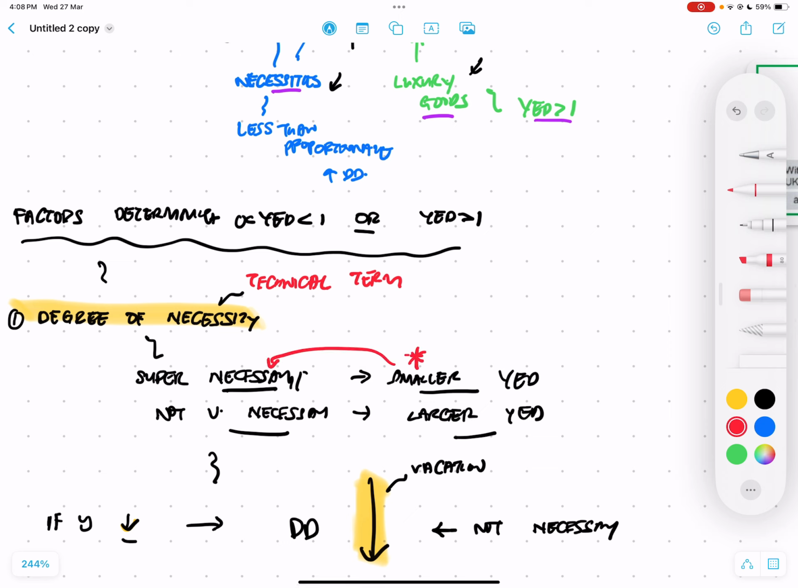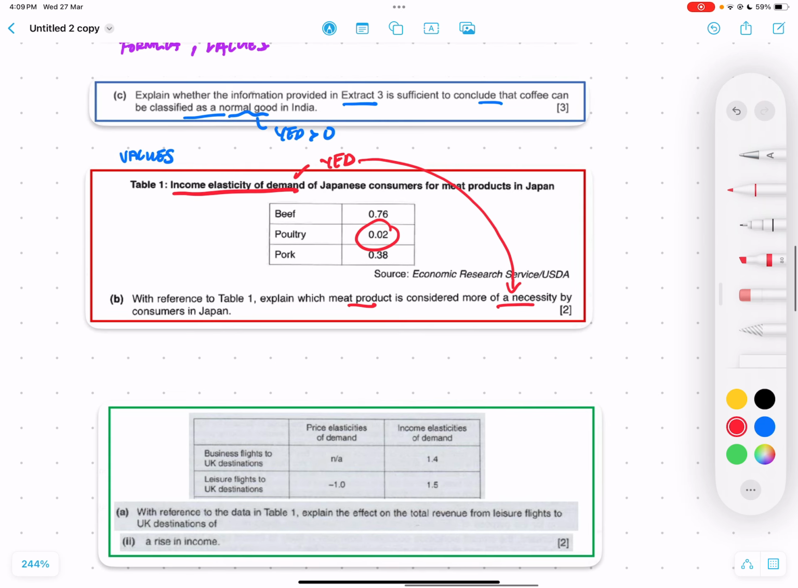means something is super necessary, because it's not very responsive to income. Even if you get sacked tomorrow, you still continue consuming it. So poultry is the most of a necessity. You've got to know that the degree of necessity is what determines the YED, and hence if you tell me the YED, I can deduce the degree of necessity.